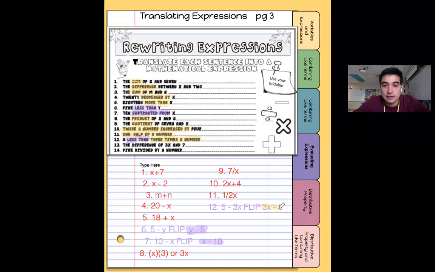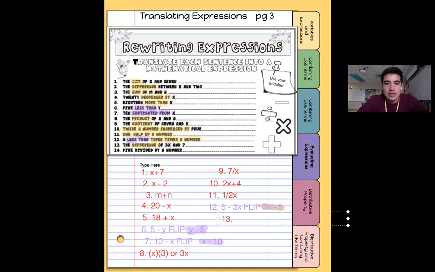Let me highlight that in purple. So 3x minus 5. That is the proper answer. 2 more to do on this page. So let's go to 13. The difference of 3x and 7. So difference, keyword. Let's go to the text box.